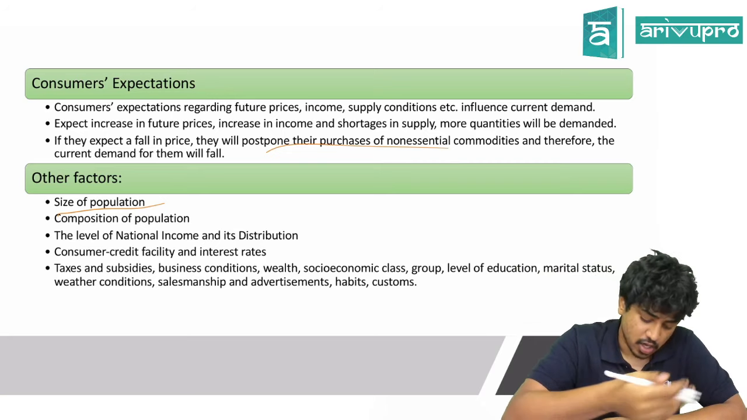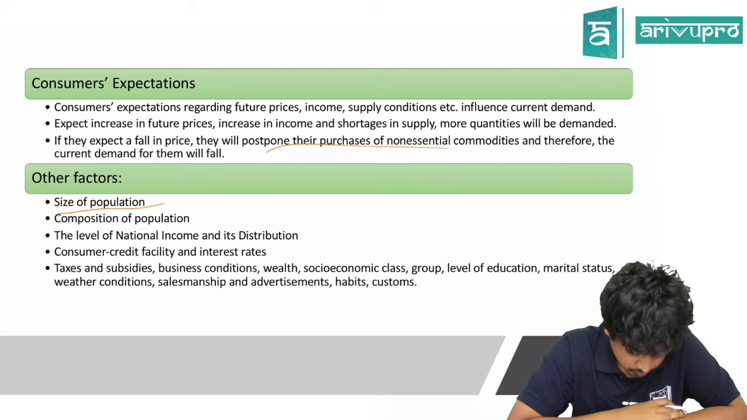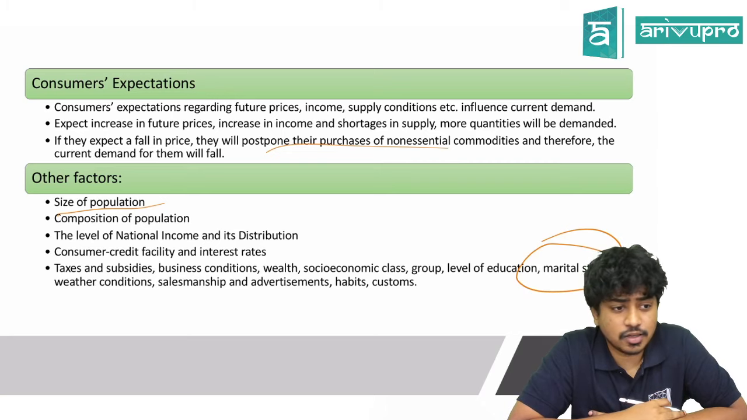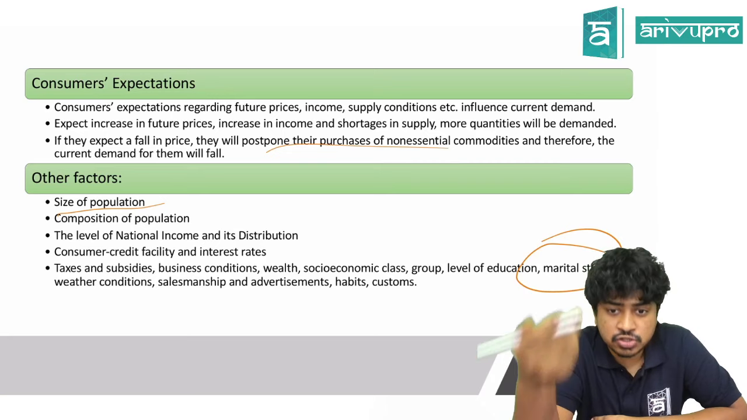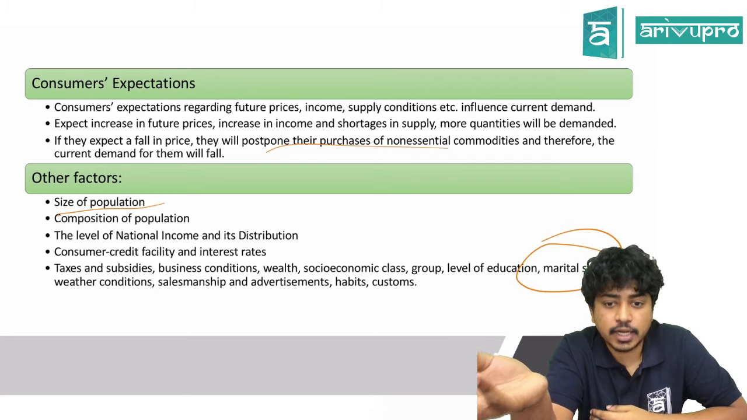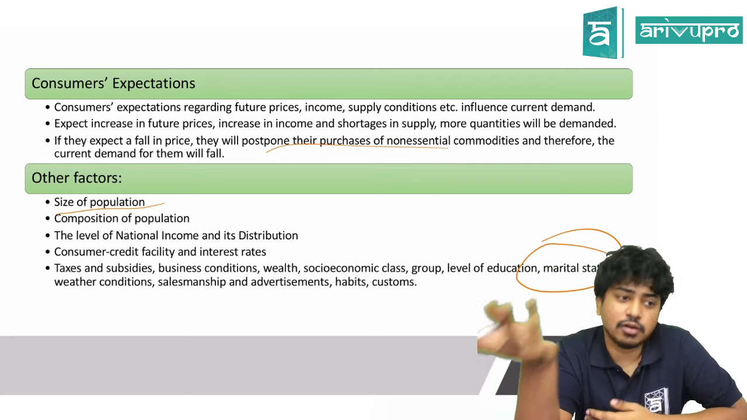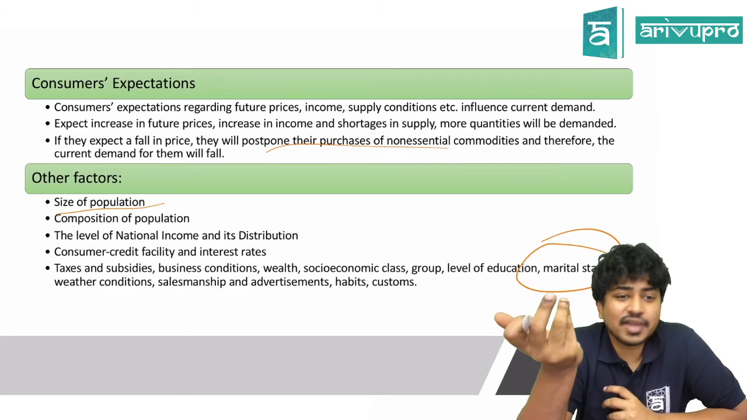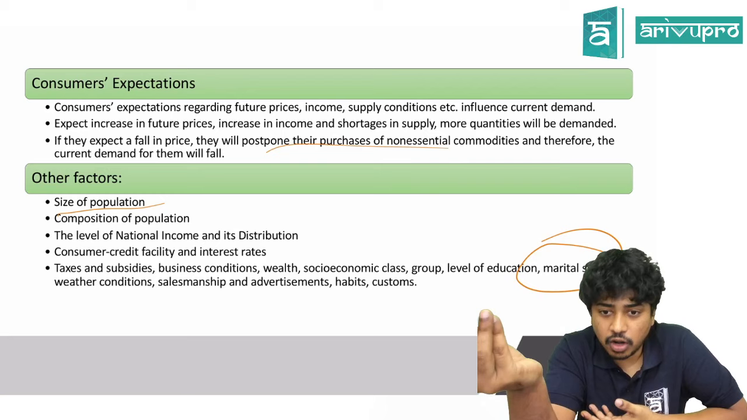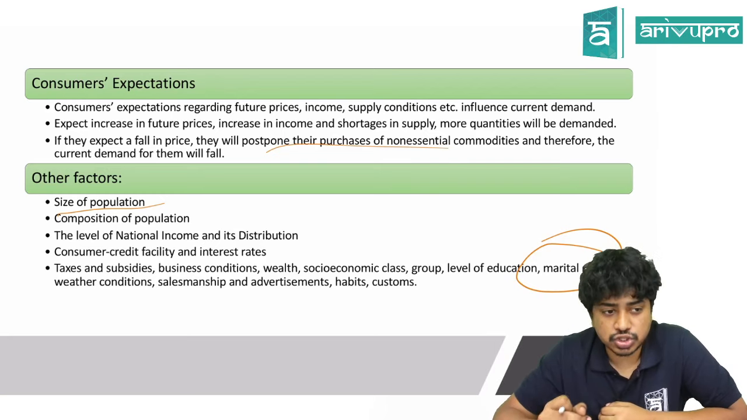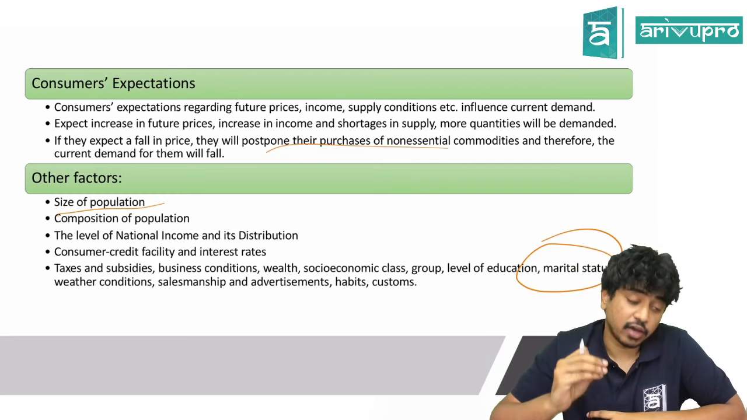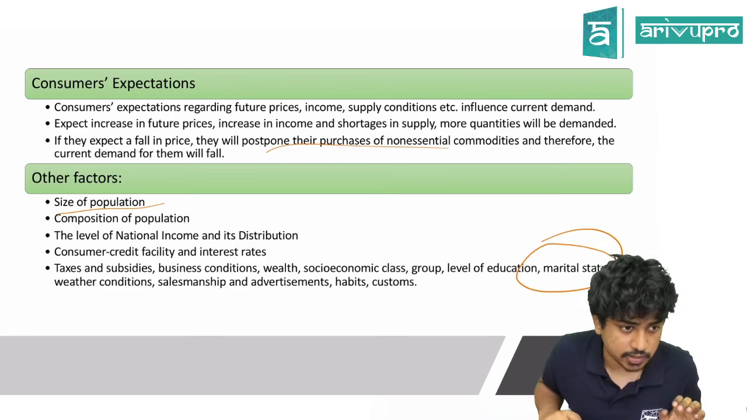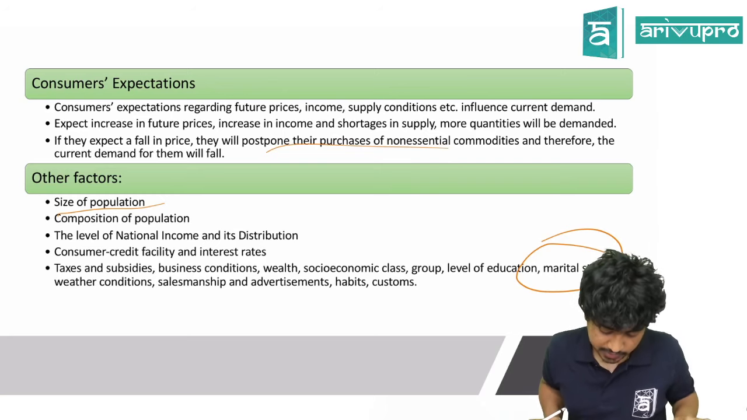You should know what marital status is and how it works. If you are married and have kids, you might buy kids' products, right? If you are a bachelor, will you buy kids' products? No, right? So questions can come in any form. You should be in a position to analyze it: will this increase or decrease demand? And answer the exam. Are we clear? So can we do some sums now?